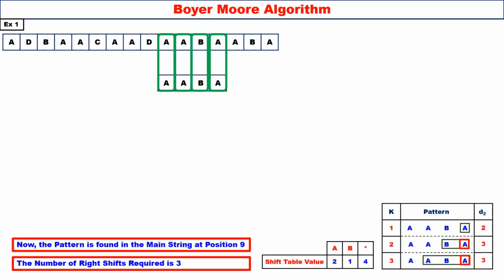Very good. So using Boyer-Moore, we found the pattern in the main string at position 9, and the number of right shifts required was 3. Simple example. Let us consider one more example.